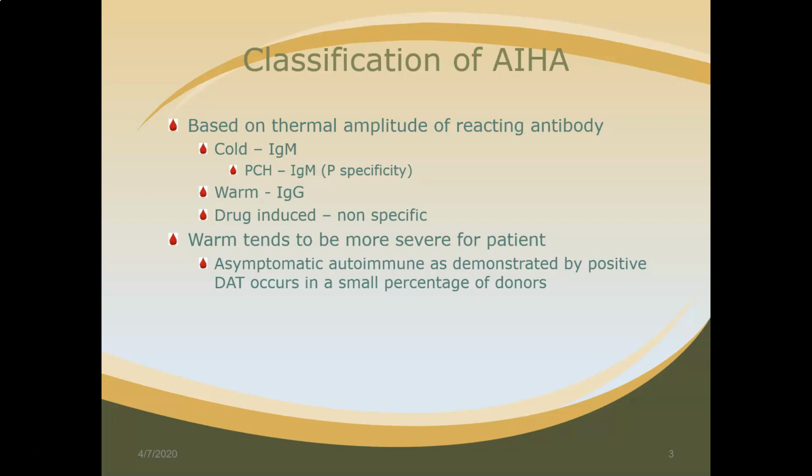Warm autoimmune hemolytic anemia tends to be significantly more severe, although it has been shown that a small percentage of donors, approximately 1 in 1,000, have an asymptomatic positive DAT, which means that their red cells are coated with antibodies, but it doesn't seem to have any significant effect on them. Obviously, if they're donors, their hemoglobin is good and they are in generally good health.